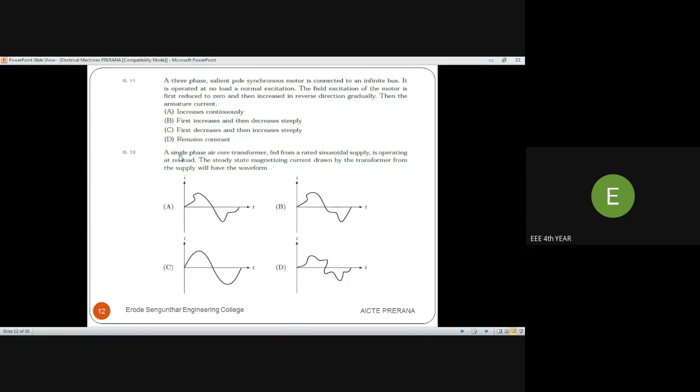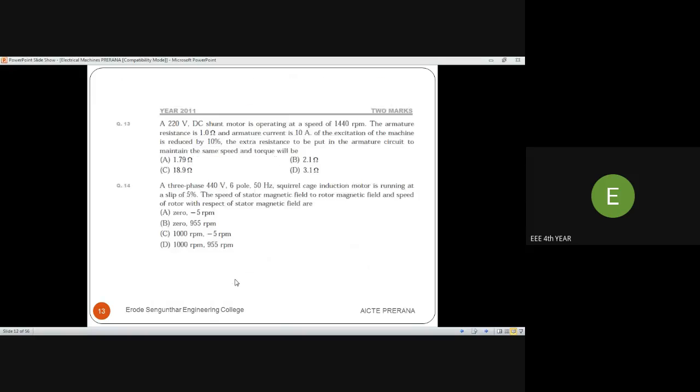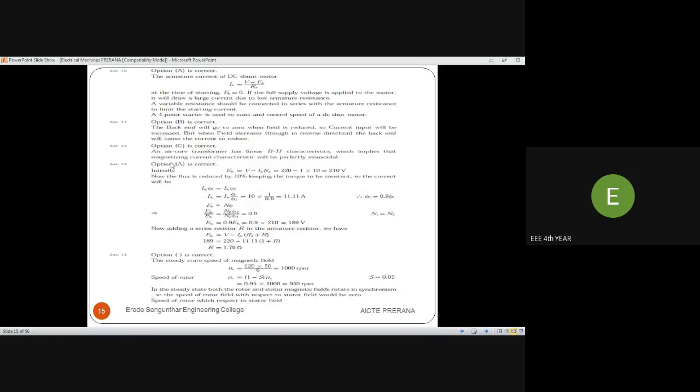So it is a single phase air core transformer. Air core transformer means it is almost a sinusoidal waveform. So option C is the exact correct answer. The other waveforms are not sinusoidal. Question number 12, option C is correct. An air core transformer has a linear magnetization characteristic curve, so that's why it is perfectly sinusoidal.